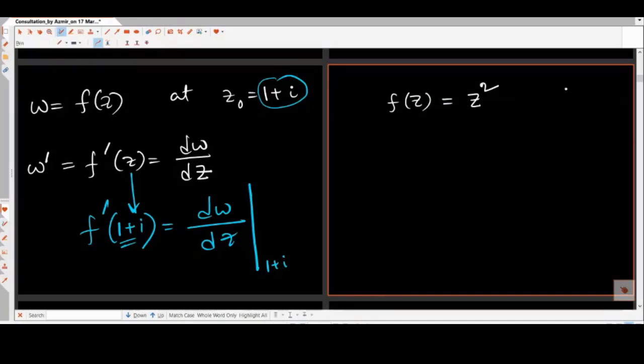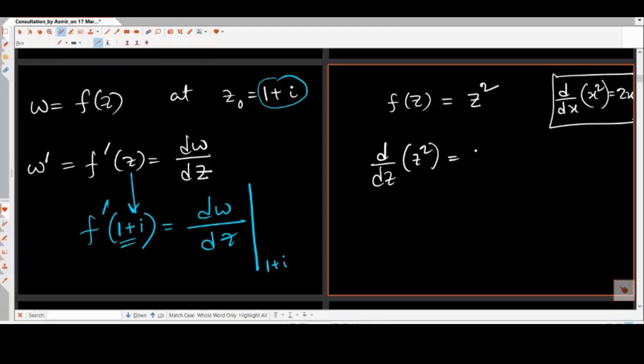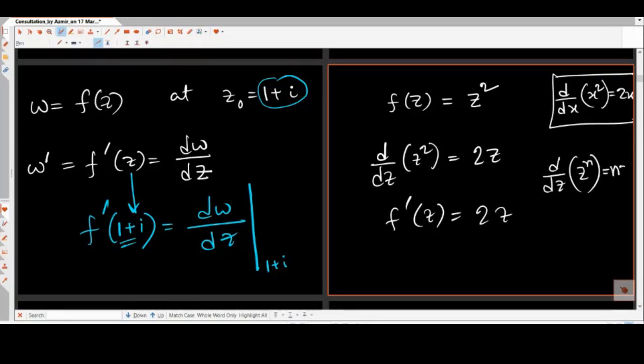You know that ddx of x squared is 2x. So similarly, ddz of z squared will be 2z. That means the derivative of f of z will be 2z using this formula: ddz of z power n is n z power n negative 1.